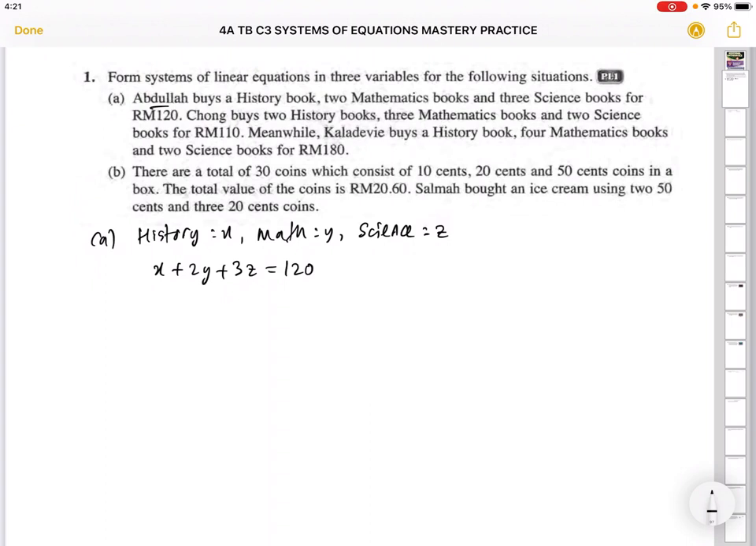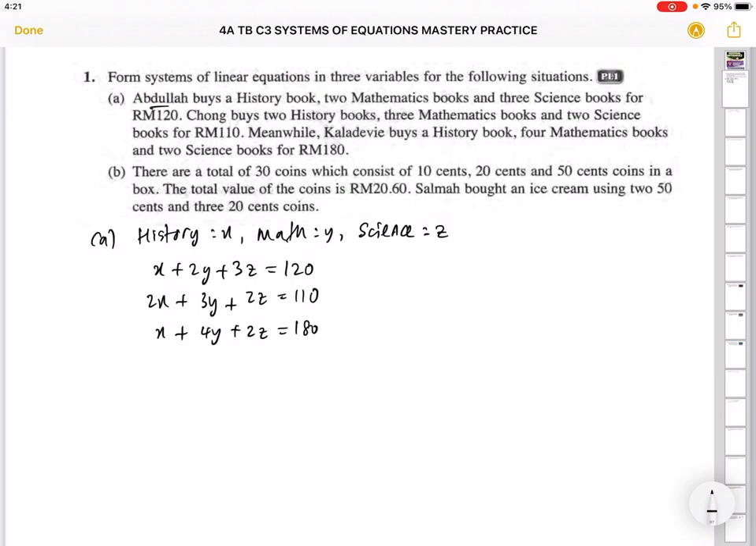You don't have to label Abdullah. Now Chong buys 2 history books, so it's 2x, 3 mathematics books, 3y, and 2 science books, 2z, for 110 ringgit. Finally Kaladevi buys 1 history book, 1x, 4 mathematics books, 4y, 2 science books, 2z, equals 180. I think this part is fairly simple.